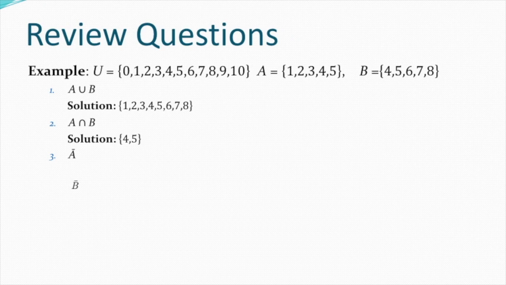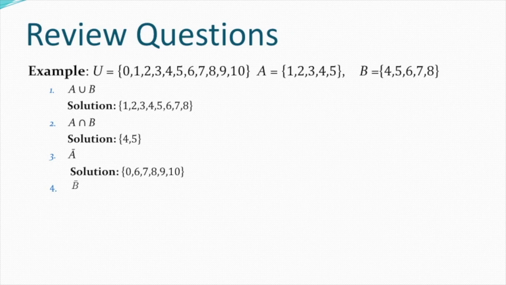Now what is the A complement? Now you take the U and you minus A out of U. You take all elements in A from the set U and you just put down the complement of A. So they are basically 0 because not in A. We have 6 which is not in A. We have 7, 8, 9, and 10.